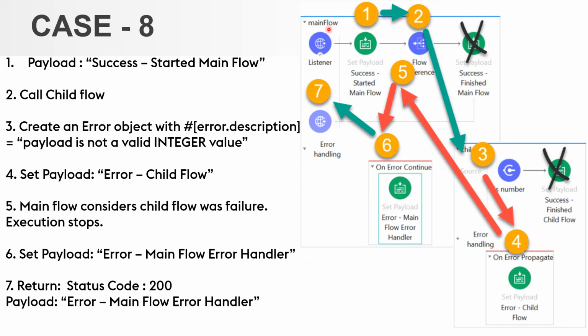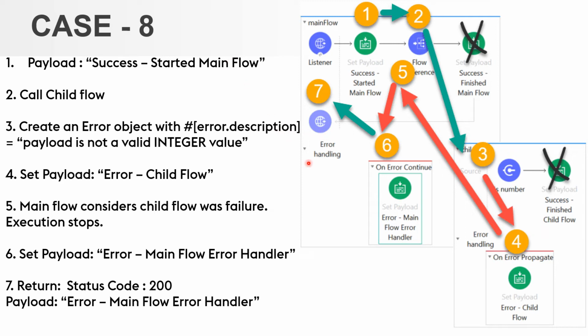In main flow, in flow reference, it found error. What will it do now? It will send this error. It will be caught by the error handling of your main flow, as if the error is caught in flow reference. So it will catch the error. But here what we have mentioned, on error continue. So what does on error continue do? Read in, green out. So it will return status code 200.